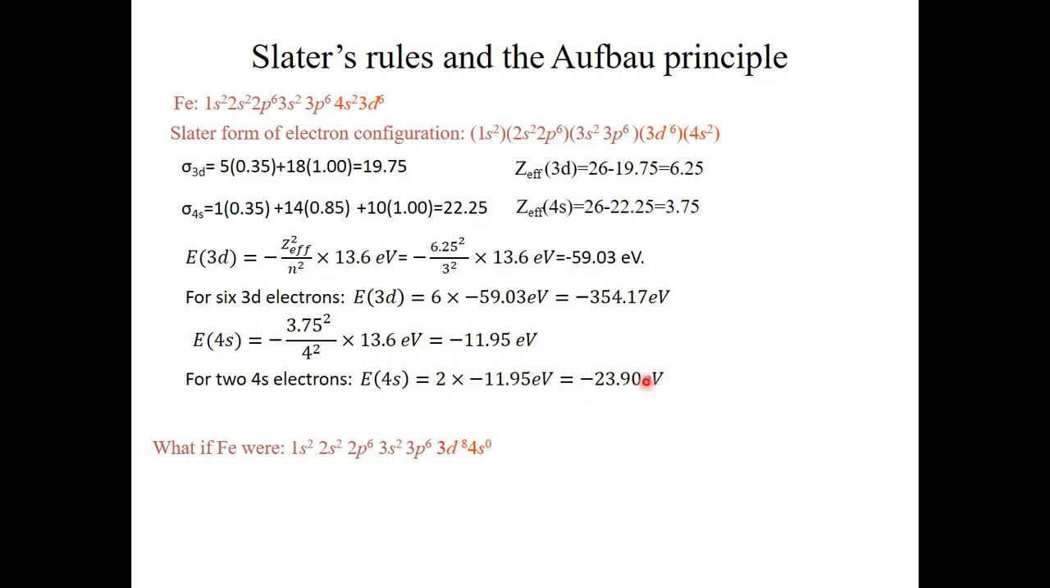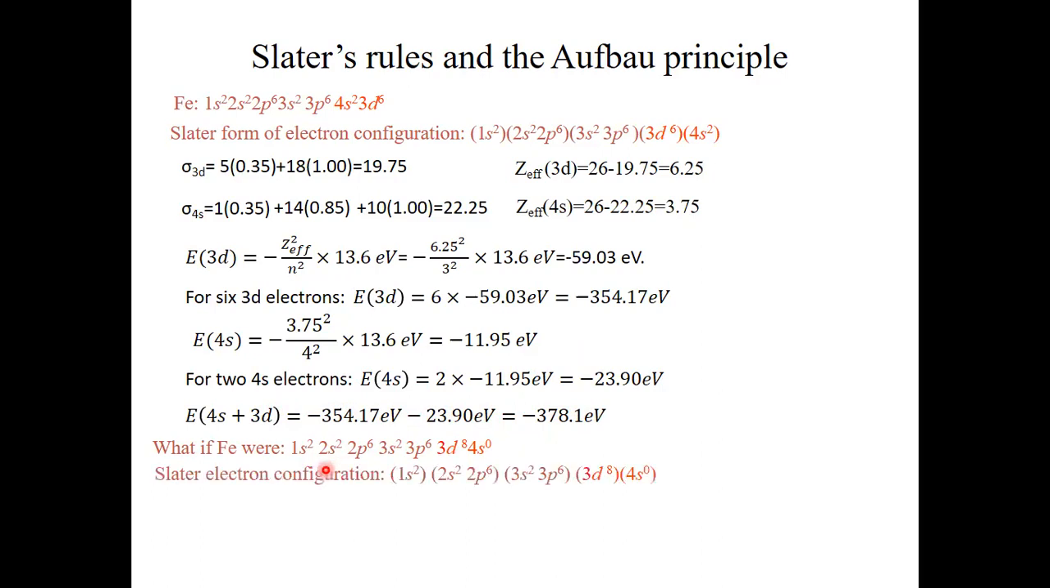So now we can also add all the 6 d electrons and the 2 s electrons together. That would be minus 354.17 electron volts minus 23.90 electron volts, which gives minus 378.1 electron volts. So now we are finished with our first electron configuration. Let's go to our second electron configuration.